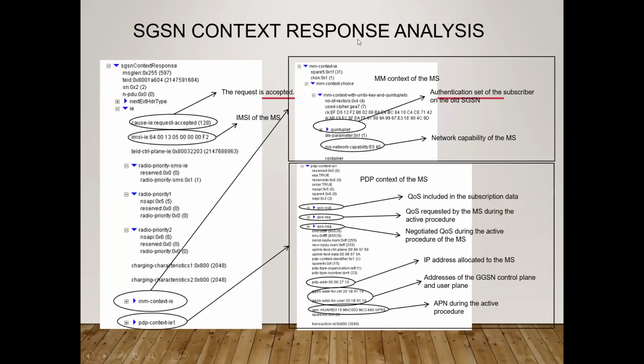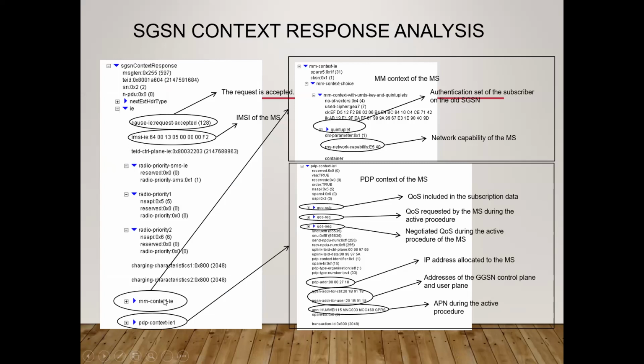So this is the context response sent from the old SGSN to the new SGSN. Here the request is accepted. Against the PTMSI, it will give the IMSI as well. Okay, this is the IMSI. If the IMSI is given, then there is no need to perform authentication or identity request with the MSISDN. Then it will give the tunneling ID control plane. This is the control plane tunnel ID from my side.